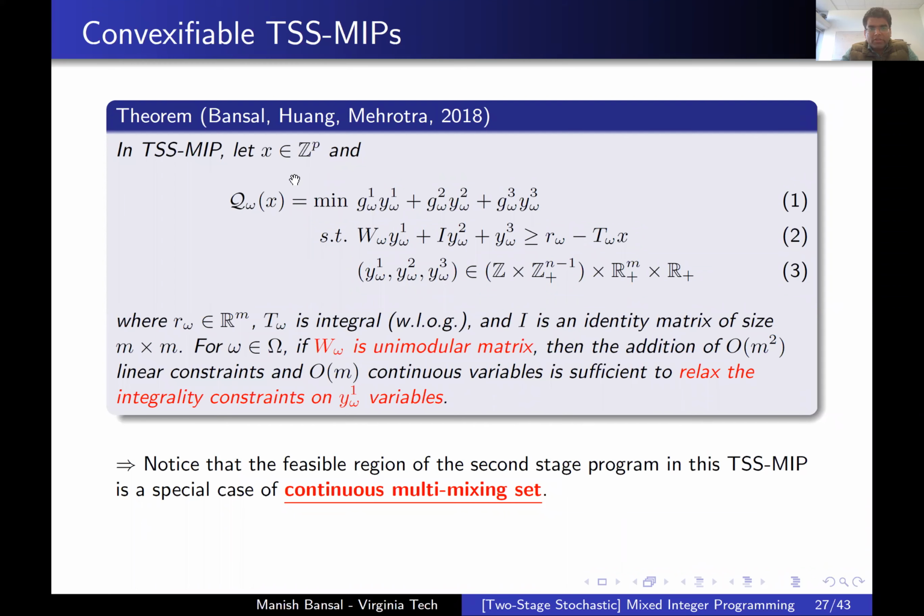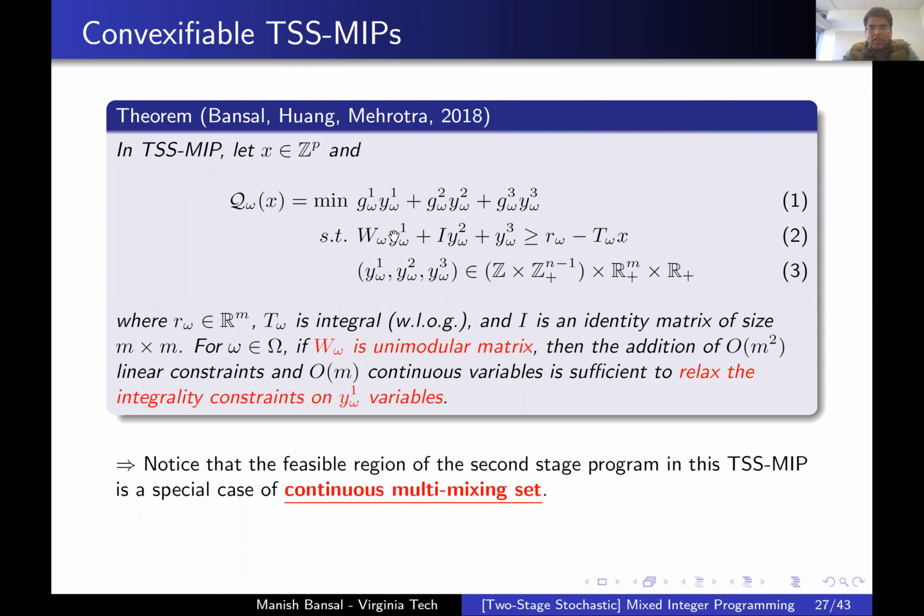In the first stage, I have pure integer variables, and I have this recourse function q omega of x, where the constraints have three types of variables. One is y1 omega, so you have n integer y1 omega variables. You have y2 omega, a continuous variable corresponding to each constraint because you have this identity associated with it. And you have y3 omega, a single non-negative continuous variable which connects all the constraints, or which is common among all the constraints. So it has to be like 1 times this.